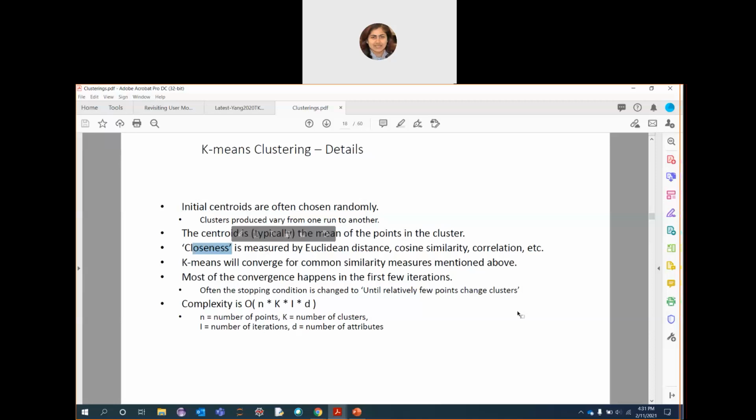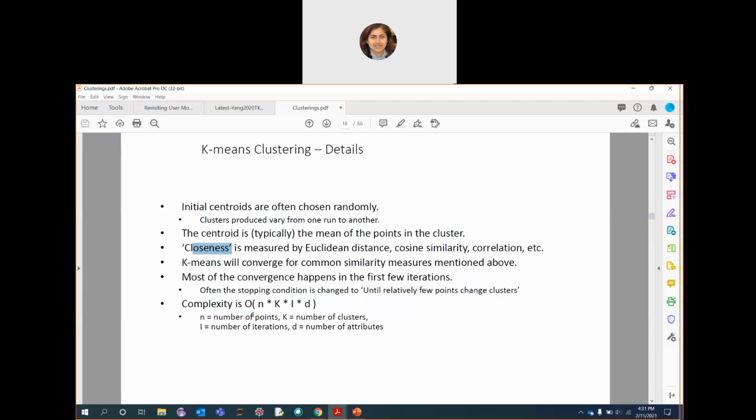And closeness. How do you define which point will go to which cluster? It is defined by the distance, and that distance can be measured by Euclidean distance, the most common distance measure. You can also take cosine similarity, and there is another operation called correlation. But most of the time we choose this Euclidean distance.